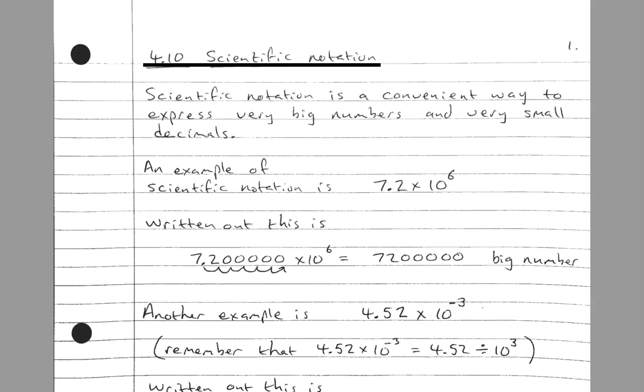Our next topic is scientific notation, and this gives a convenient way to express numbers that are either very big or very small, and it's used a lot in science and engineering. So here's an example of a number in scientific notation.